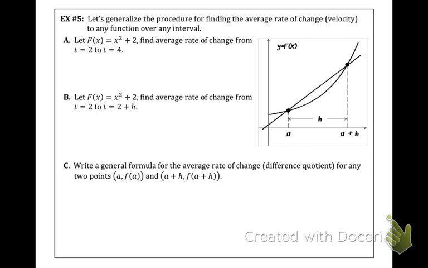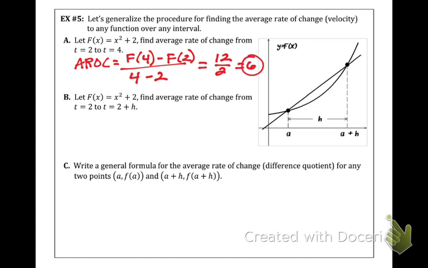Oh, there we go. Okay, so let's generalize the procedure for finding the average rate of change for any function on an interval. So we're gonna try to find that velocity. So we have capital F. So function F is equal to x squared plus 2. Find the average rate of change from 2 to 4. Okay, we're pros at this. Here we go. We can all do this. So our average rate of change is going to be equal to, I'm going to do 4 first, big F of 4 minus big F of 2 divided by 4 minus 2. Are we all okay with me going right to it? Gets us 12 divided by 2, which is 6.